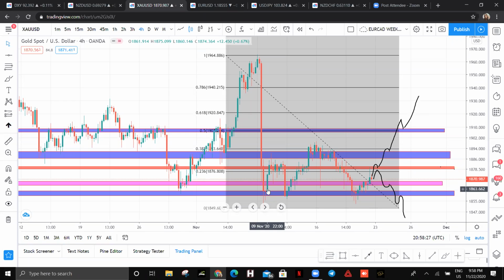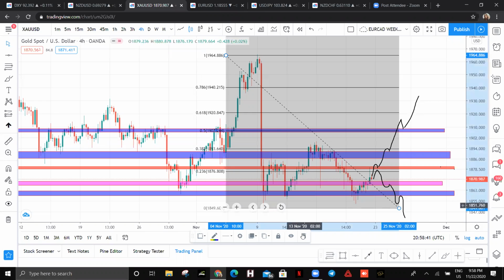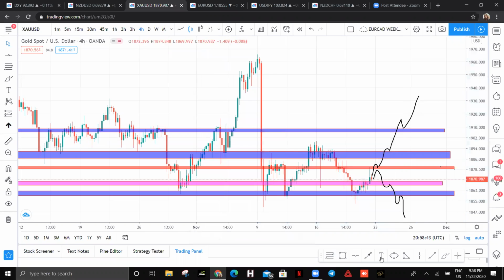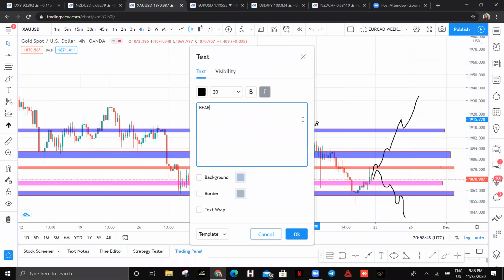But from what I'm seeing here, price will react the way this is here, respect this pink zone you saw here, come to retest this place and continue this move downwards. So for me, my bias for gold is bearish. Bearish move. My bias.